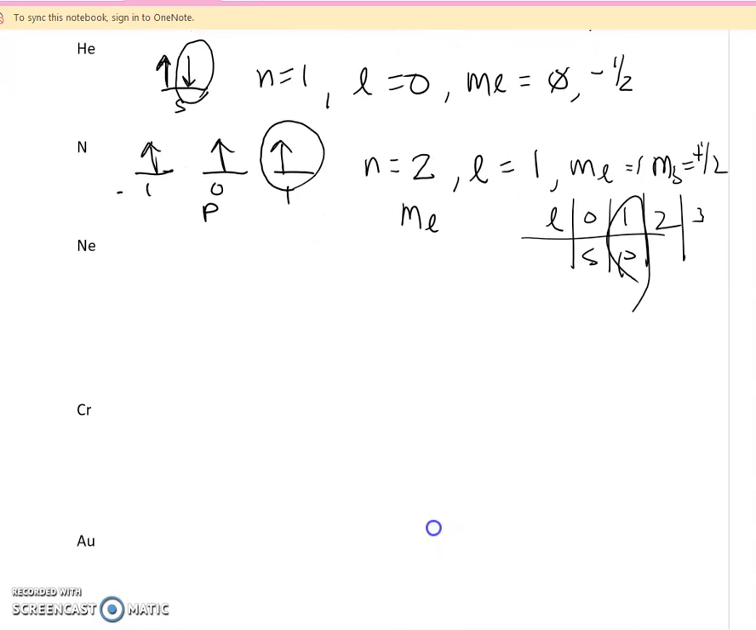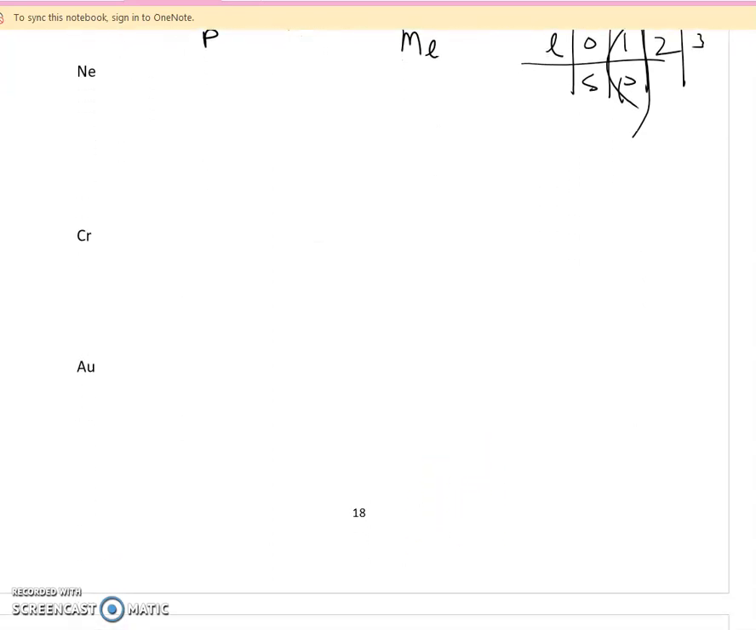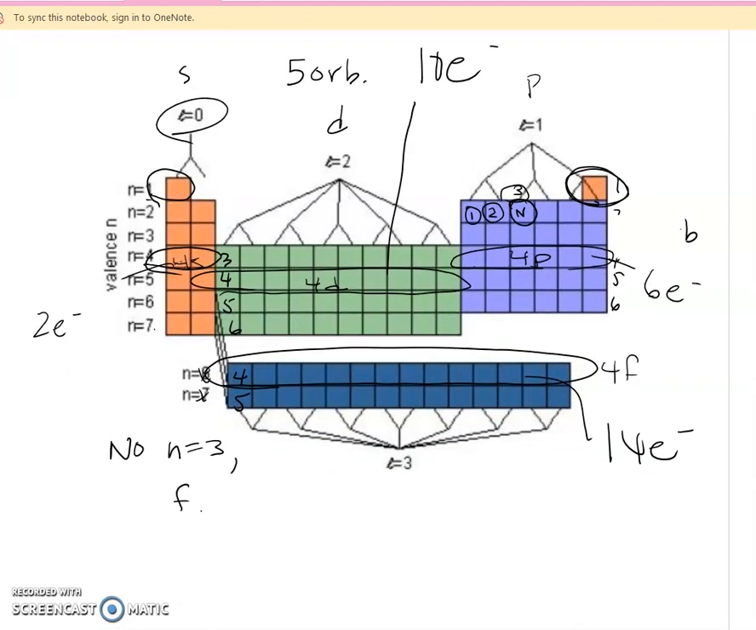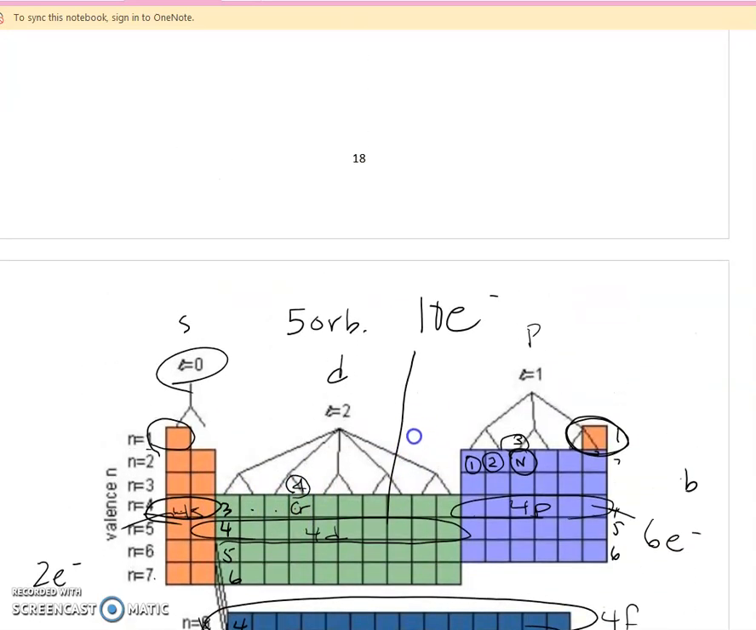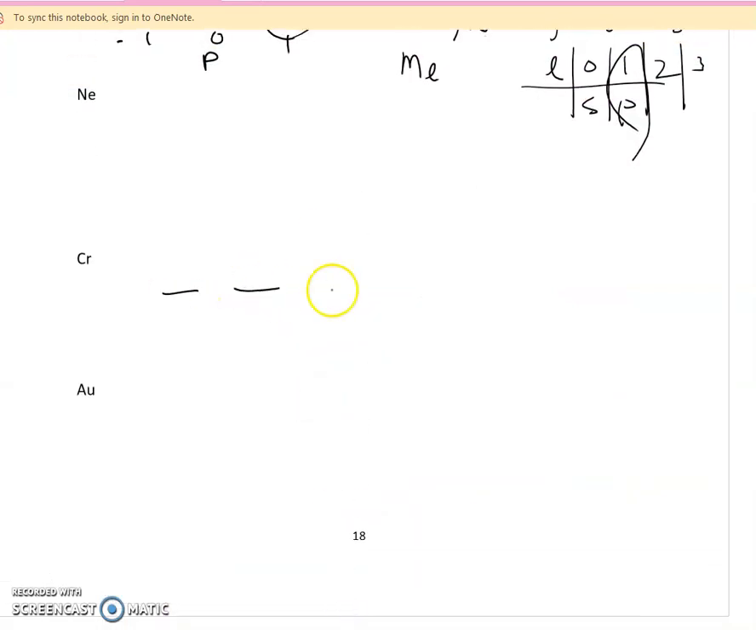Okay, so we're running out of time. So let's do something, let's do chromium. Now chromium is going to be in our D block. And over here, if I count 1, 2, 3, 4 over, this is chromium. Now, I already just counted 1, 2, 3, 4. So I'm only going to look at the electrons in the D block. So how many orbitals are in the D block? 5, right? So D block has 5. So 1, 2, 3, 4, 5.